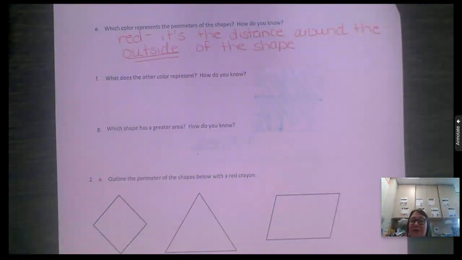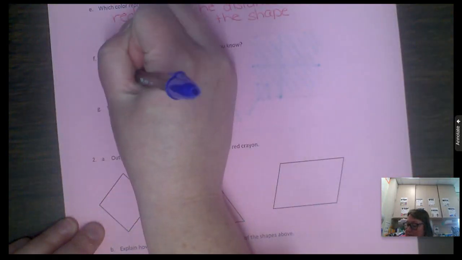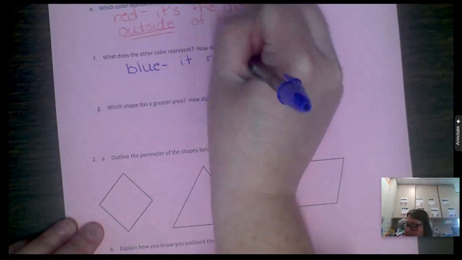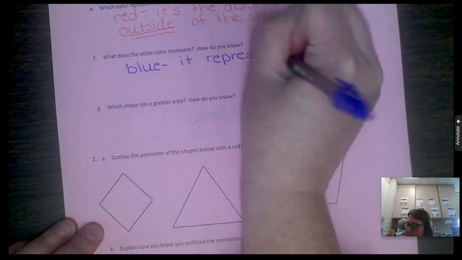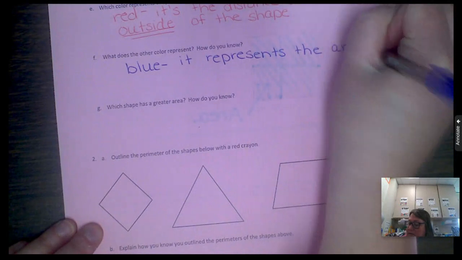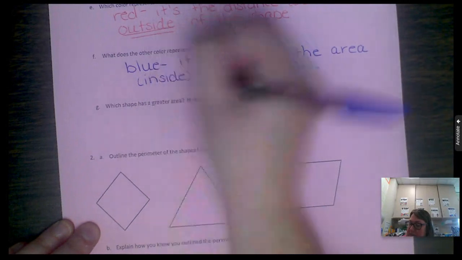And then it says, what does the other color represent and how do you know? So the other color is blue. So what does the blue represent? It represents the area of the shape. So we'll say blue, and then we'll say it represents the area, and then we'll say inside of the shape.